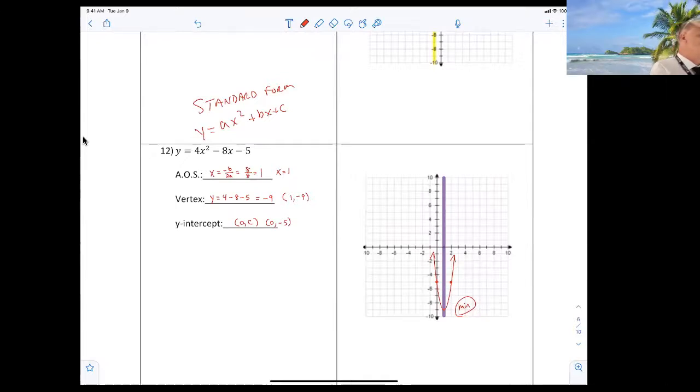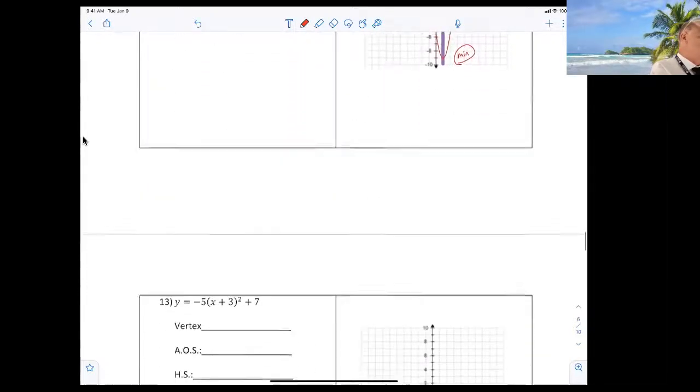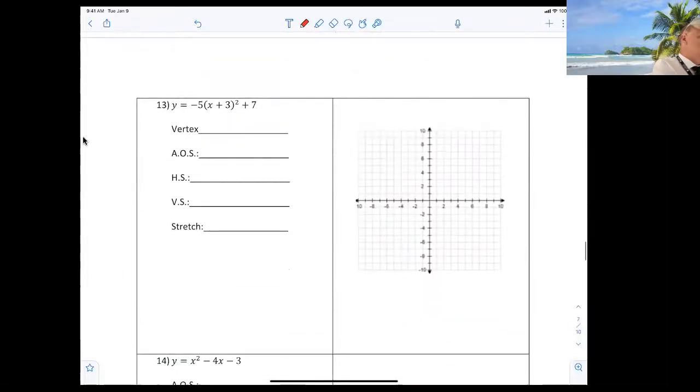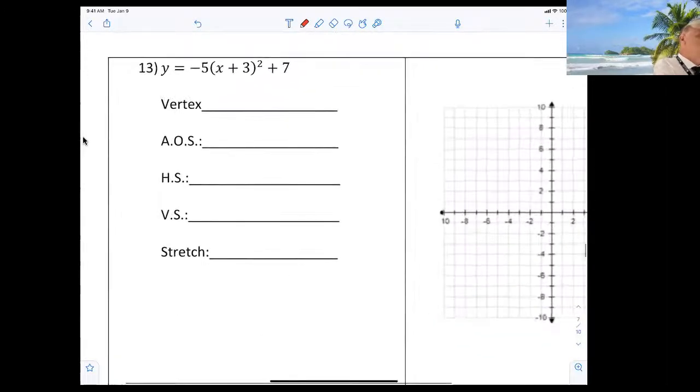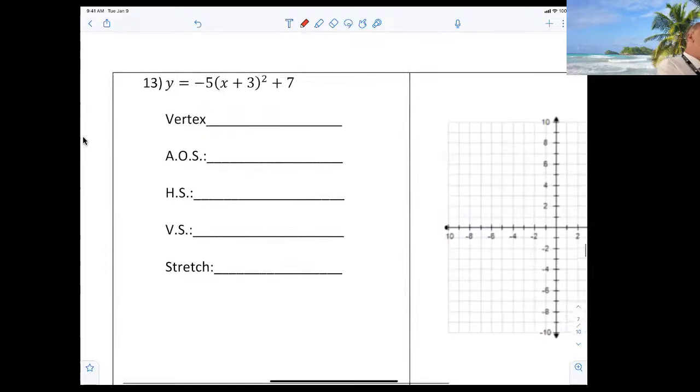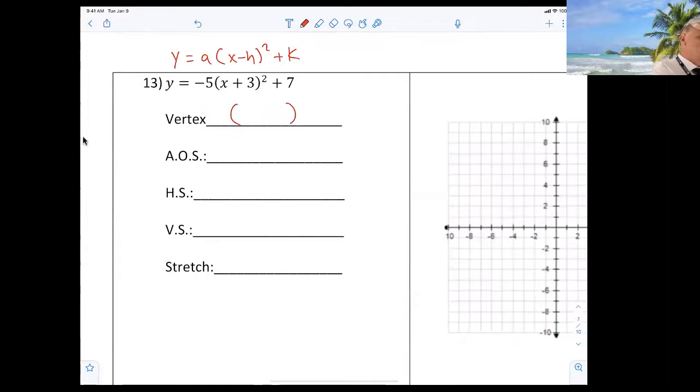All right, now let's try, hopefully the next ones are vertex forms. Yes. So we have vertex form. All right, now if you want to remember, it was y equals a parentheses x minus h squared plus k. All right, kiddos, tell me vertex is what? Very nice. -3, 7. -3, 7.